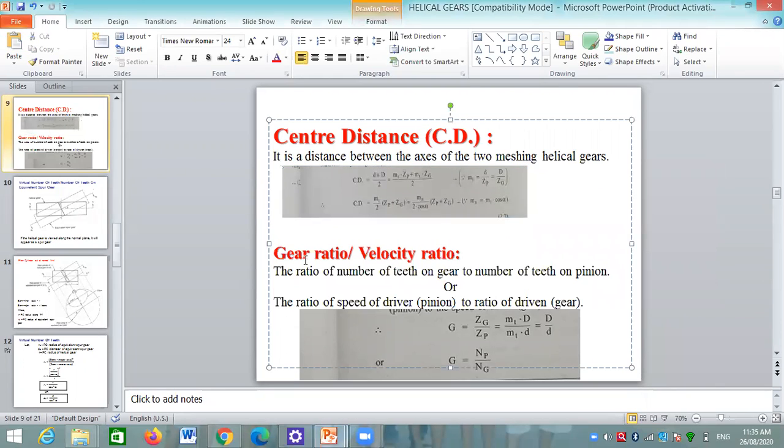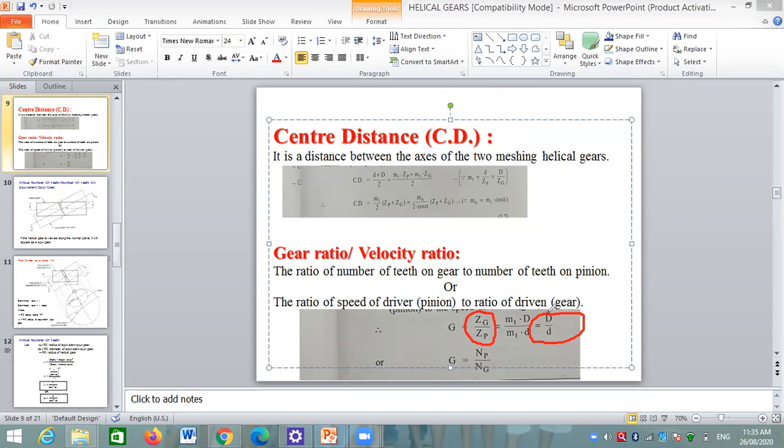Now we will discuss about the gear ratio or velocity ratio. What is the gear ratio? The ratio of number of teeth on a gear to the number of teeth on a pinion. The number of teeth on the gear divided by number of teeth on a pinion. Here we write that G is equal to ZG divided by ZP, or G is equal to mt into D divided by mt into small d, and therefore G is equal to capital D by small d, the diameter of the gear to the diameter of the pinion. This is another formula for the gear ratio or velocity ratio.